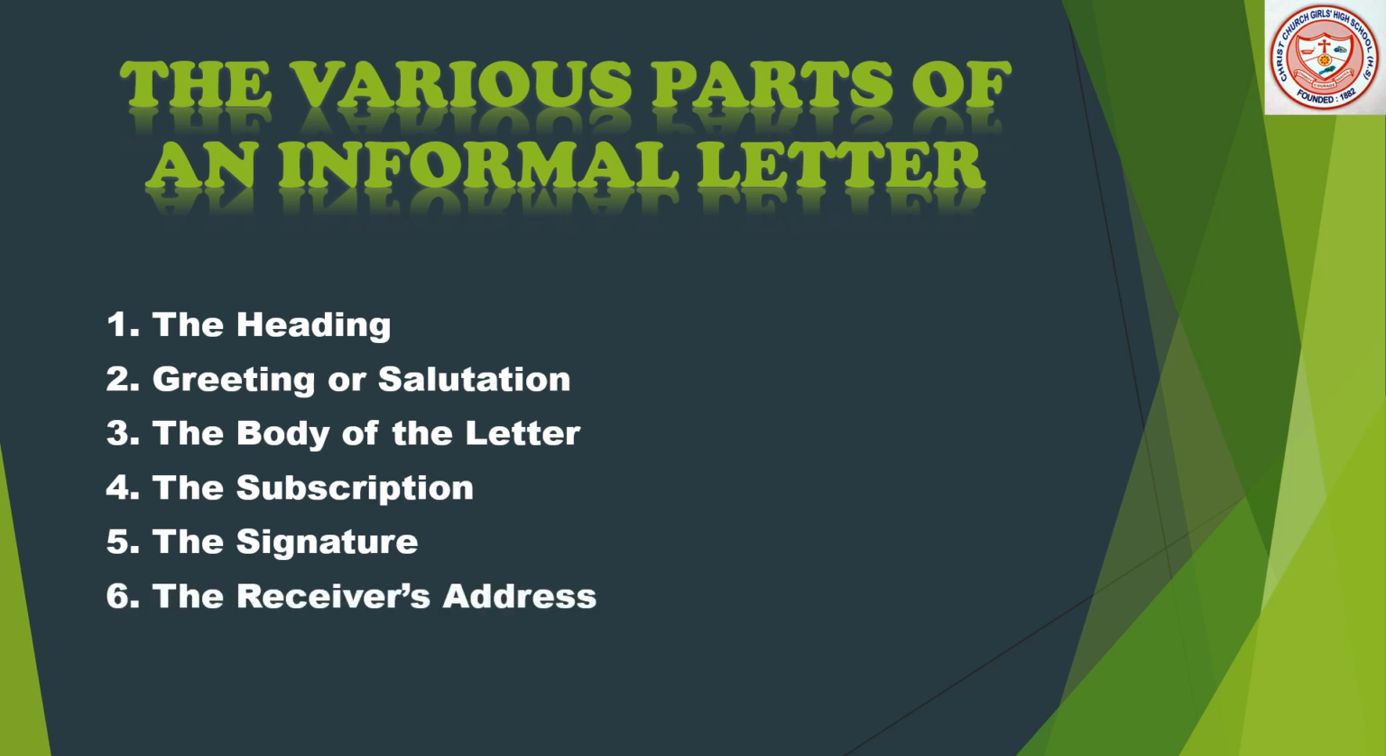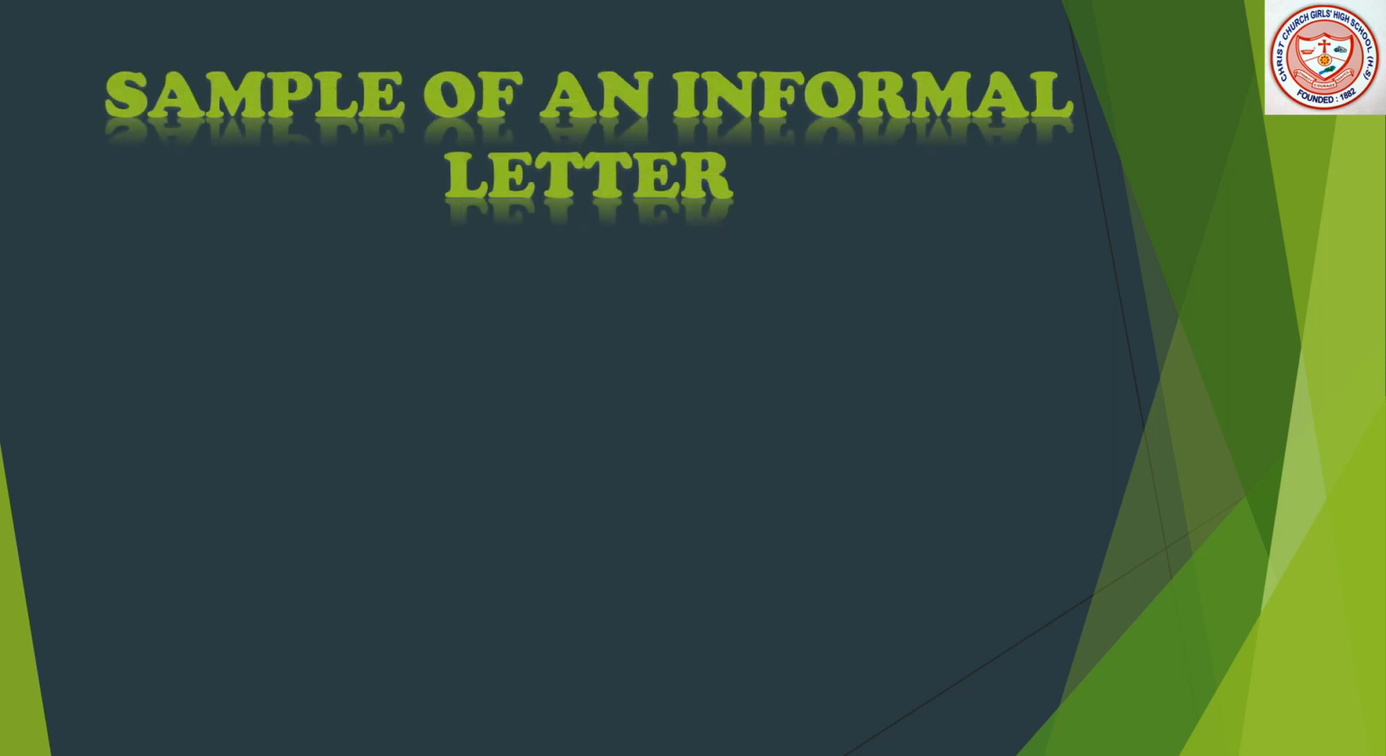Number 6 is the receiver's address. The last point is the receiver's address, which is written at the bottom of the letter. In the receiver's address, you have to write the receiver's name, then care of, that is the guardian's name of the receiver, and then the full address of the receiver. Clear? Now, I will give you one sample of a letter to a friend inviting her to spend the summer vacation with you. This is the sample of an informal letter. Clear? Let's start.